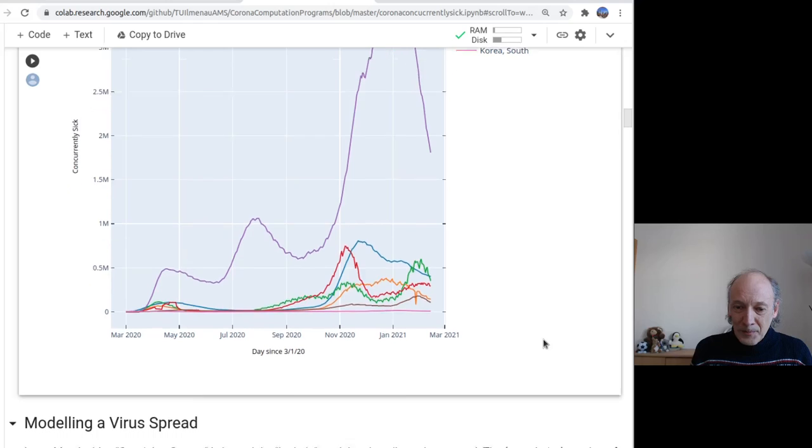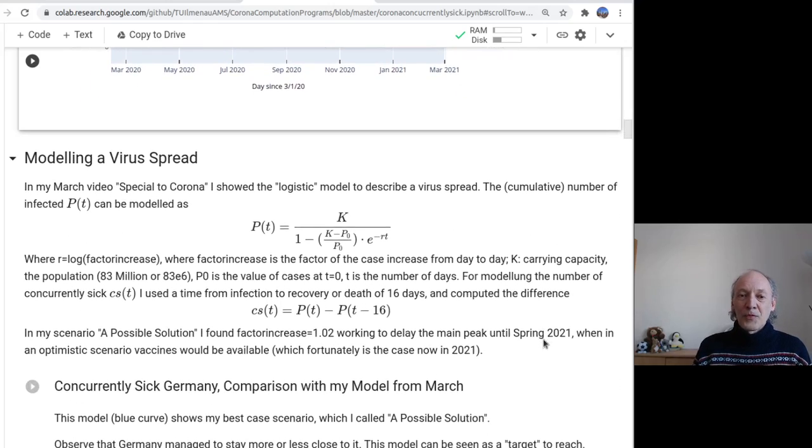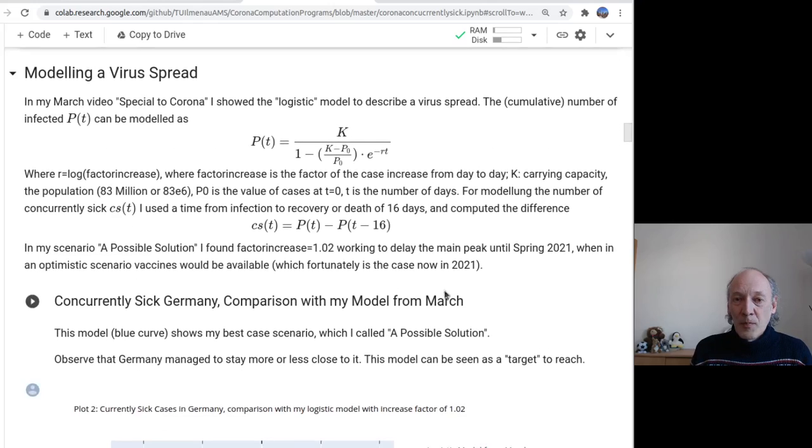Yeah, and this is now the first where we apply a model, the modeling. The virus spread is actually quite easily modeled by this logistic model, right, which I already showed in my Corona special, the first Corona video. And here's this logistic function. Here we have r, this r in the exponent is the logarithm of the factor of increase, where this is the factor from day to day. So that's basically the factor of increase of the infected from day to day.